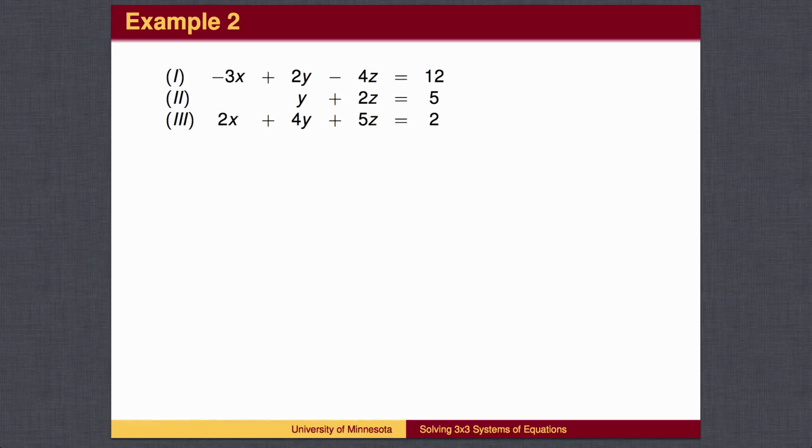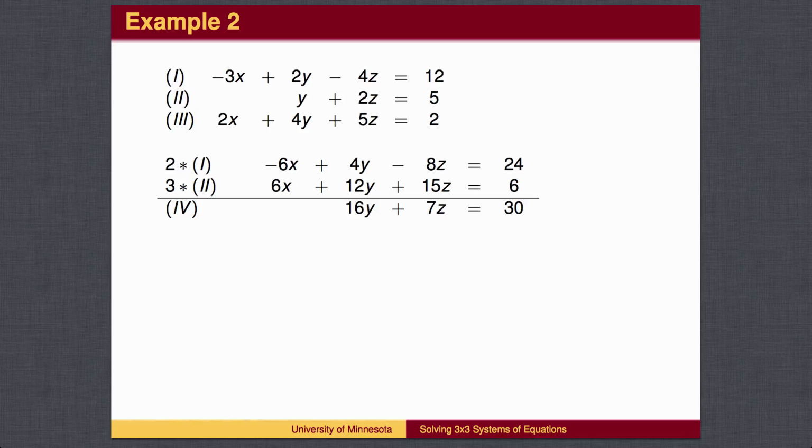Here is a second example. We have a head start since the second equation has already eliminated the x. We can combine the first and third equations to eliminate x again. Multiply equation 1 by 2 and equation 3 by 3. Add them to eliminate x to get equation 4.